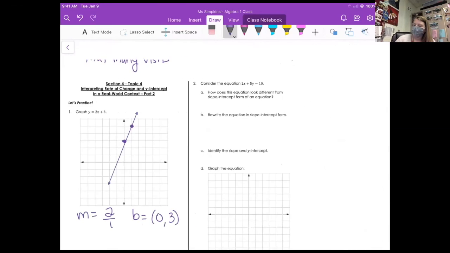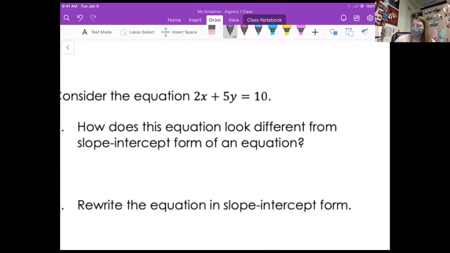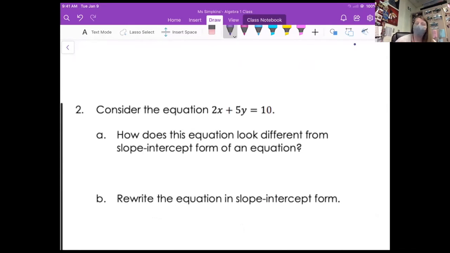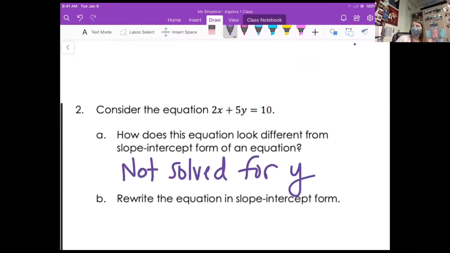Okay, next problem. Is this in y equals mx plus b form? No. Uh-oh. What do you think we have to do? Yeah, we have to put it in that form. So this equation looks different because it's not solved for y. So we have to solve it for y.